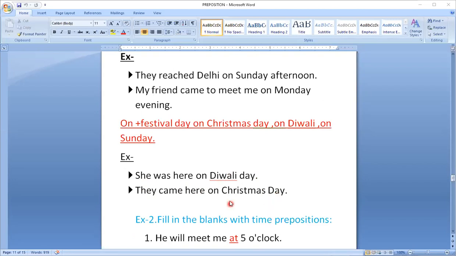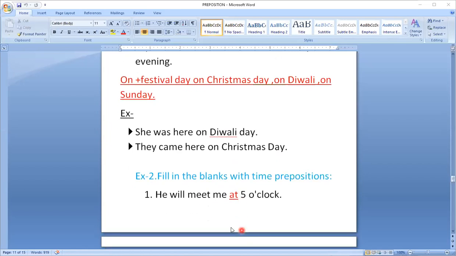So students, I hope you have understood in, at and on as prepositions of place. पहले हमने preposition of place की बात करी थी, और फिर हमने preposition of time की बात करी है. So I hope you have understood. So let's start exercise number 2: fill in the blanks with time prepositions. अब हम time prepositions use करेंगे.